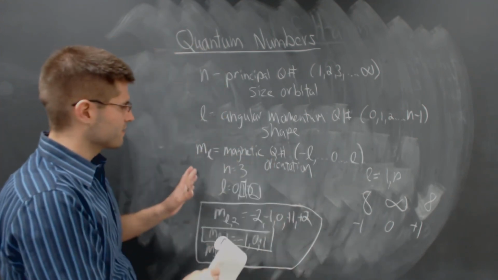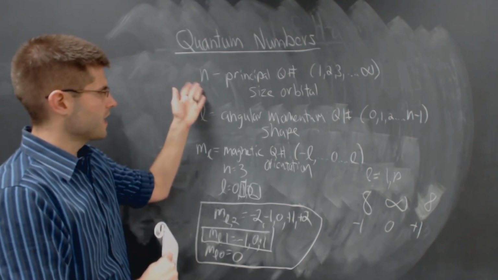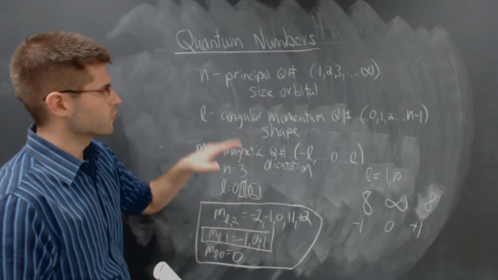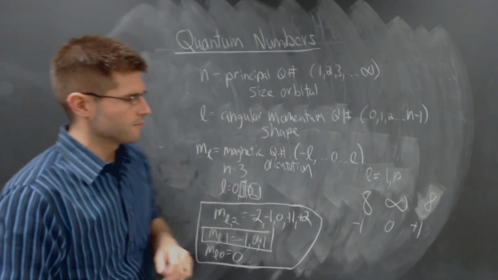So we have these 3 different quantum numbers, n, L, and m sub L: size, shape, and orientation, principal quantum number, angular momentum, and magnetic quantum number.